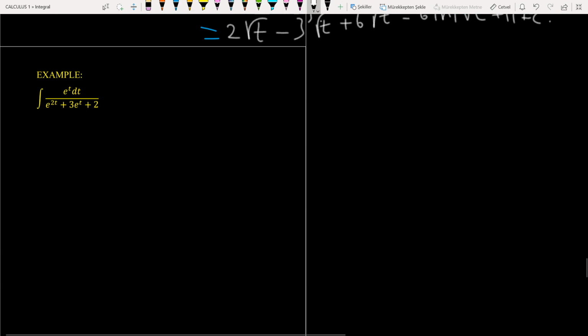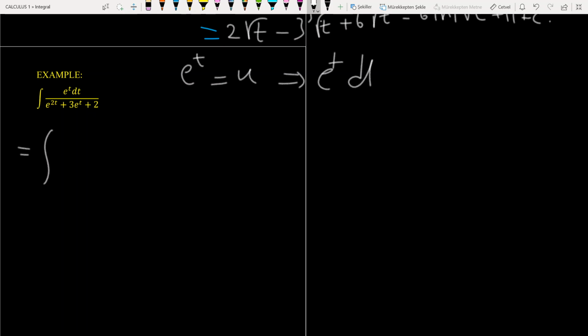Another nice result. First it is better to use the substitution rule. Let's say e to the power t, the exponential function, is equal to u. So in this case, e to the power t dt becomes du. Okay, so e to the power t dt is du. You have du divided by e to the power 2t, which means you have u square plus 3u plus 2.